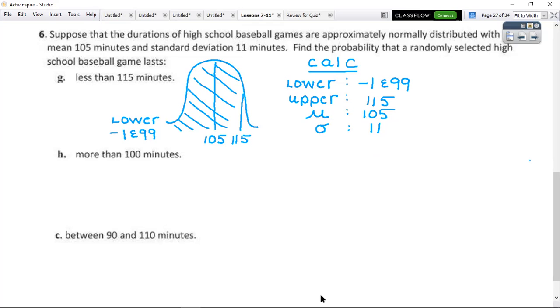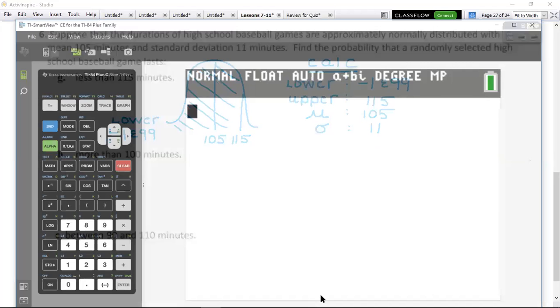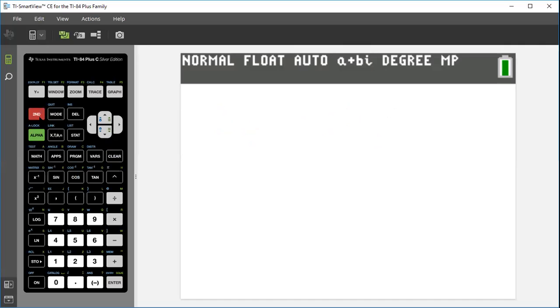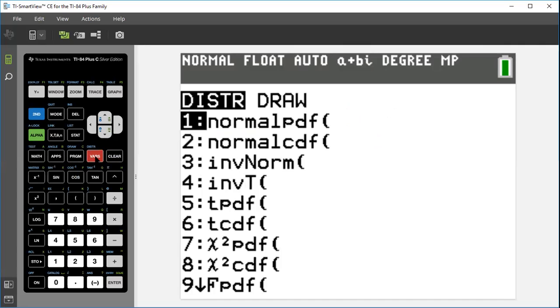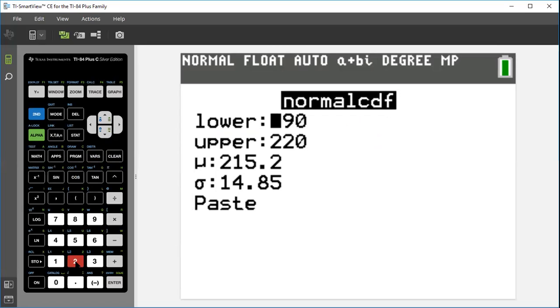So I'm going to grab the calculator and I want to go second vars down to number 2, normal CDF. Now I need to fix my screen and maybe some of you do as well. So I'm going to hit clear. I'm going to go -1. And to get the E, this is scientific notation. You are going to hit second, comma. So second, comma. Did everyone find that? Okay. And then 99.